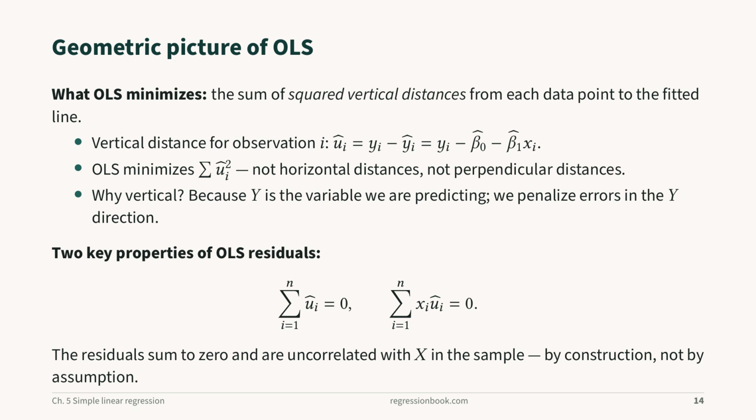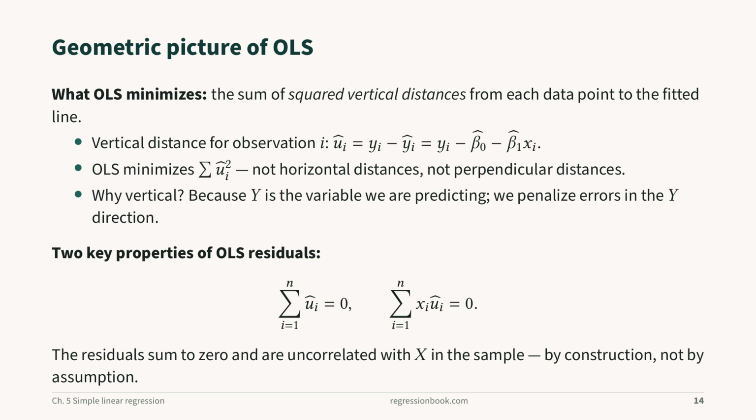Geometrically, least squares minimizes squared vertical distances, not horizontal, not perpendicular, because y is the variable we are predicting and errors are penalized in the y direction. Two exact properties follow. Residuals sum to zero, and residuals are uncorrelated with x in the sample.